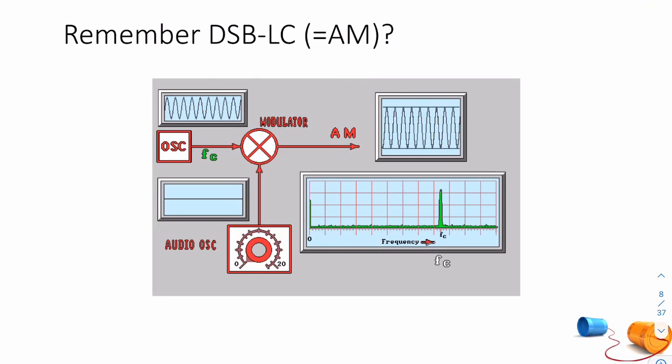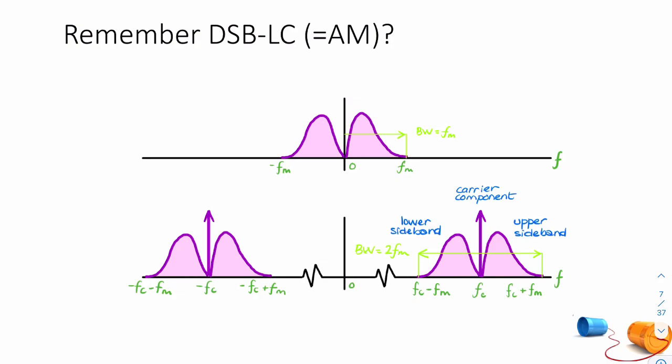So this is AM as we know it. This is your baseband signal. Your baseband signal starts at 0 hertz and it has a finite bandwidth, FM. So that's your bandwidth, FM.